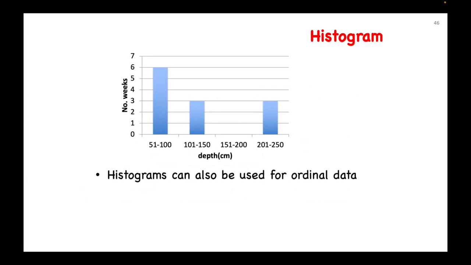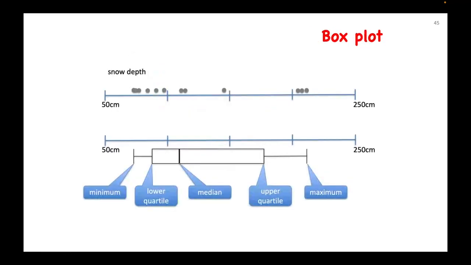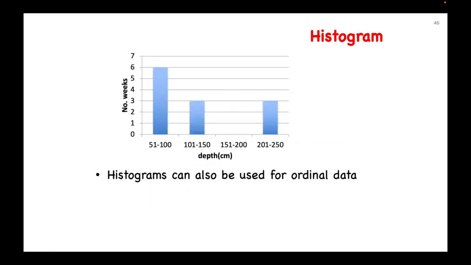Okay, so there we are. We can represent it as a histogram, which shows us the same sort of thing. Again, it's very easy to see the pattern. What we've done is put these values together, from 51 to 100, 101 to 150, and so on. It shows the same sort of pattern, but perhaps not in as much detail and quite as usefully as the box plot.